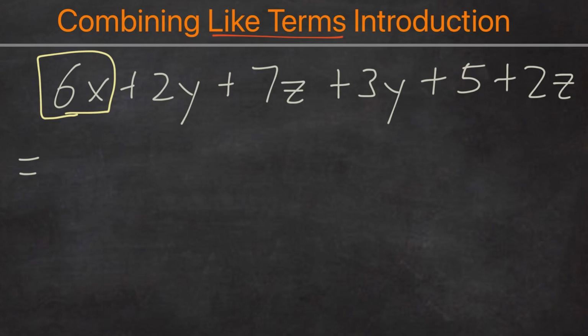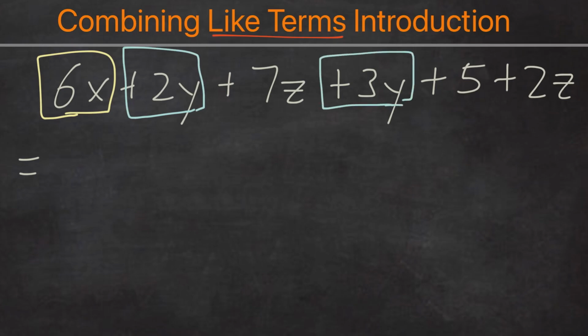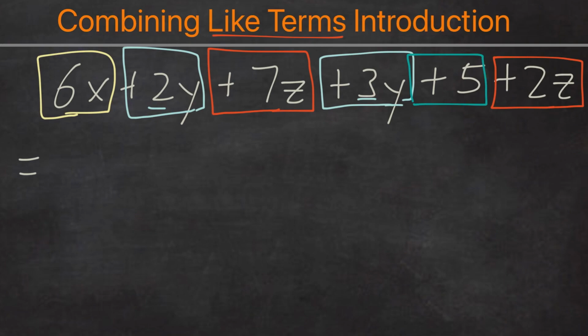Now for y, we have 2y here. And we also have 3y here. So these 2 are the same thing, but they have different coefficients. One is 2, one is 3. So later on, we're going to add them together. Next, z is another variable, and we have 2z here, which we can add together later. And lastly, what do we have? The number 5. Number 5 doesn't have any variable after it, so it's just a number. It's not a coefficient.